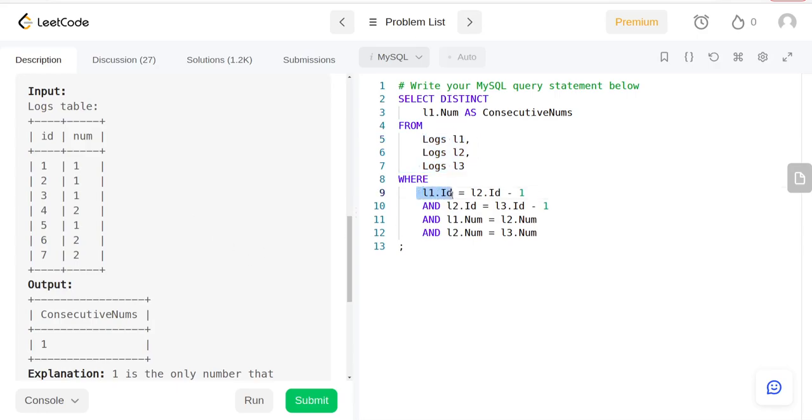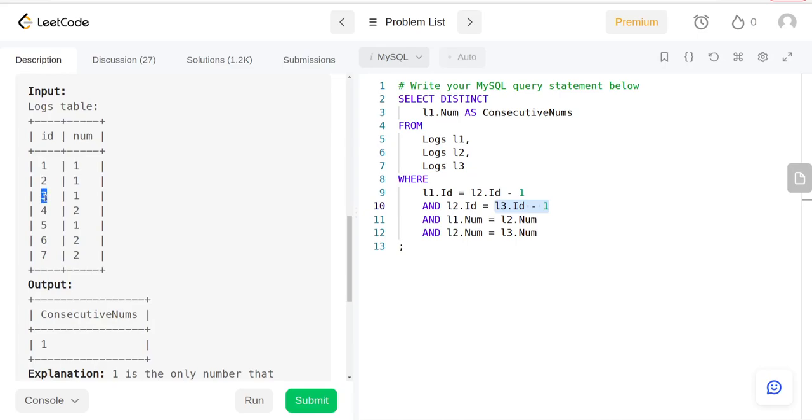So we're going to be saying, select that number where, when you have three different instances L1, L2, and L3, L1 dot ID is equal to L2 dot ID minus 1, and L2 dot ID is equal to L3 dot ID minus 1. So basically, look at the L1 table, look at an ID where that ID is equal to L2's ID minus 1, which is going to be this one, and that ID is actually equal to the other one.